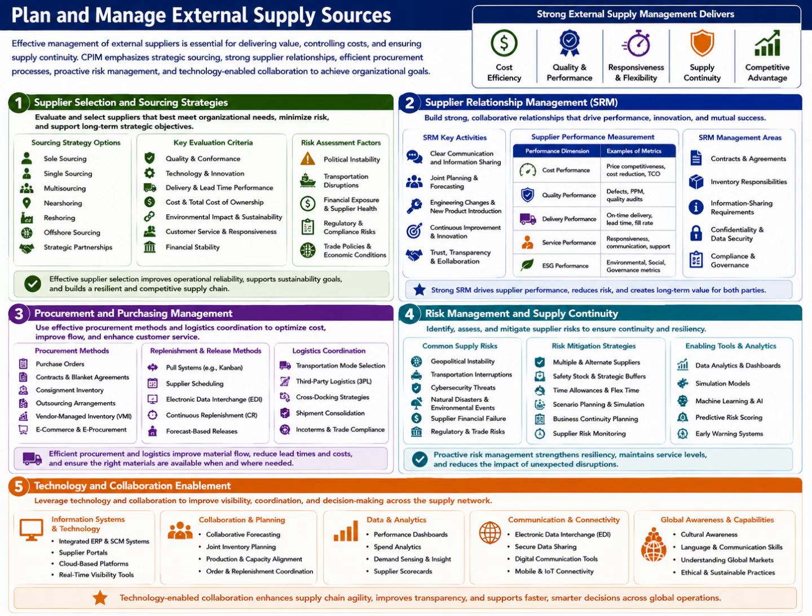Effective external supply management supports organizational goals by ensuring reliable material availability, controlling costs, improving quality, and strengthening operational flexibility. The curriculum integrates strategic sourcing, supplier collaboration, risk mitigation, and technology utilization into a unified approach for optimizing supply chain performance.